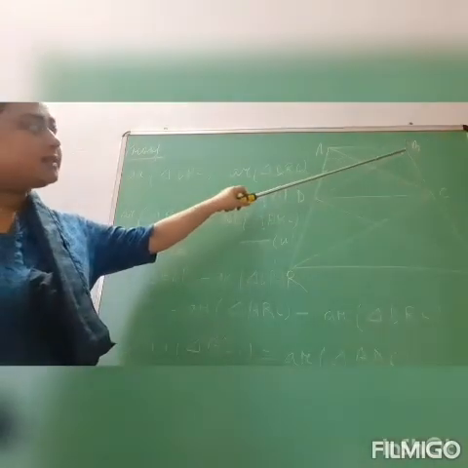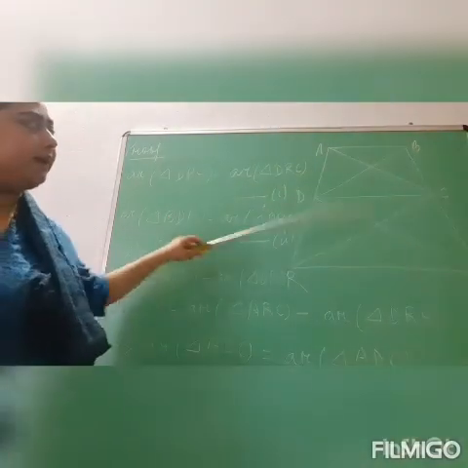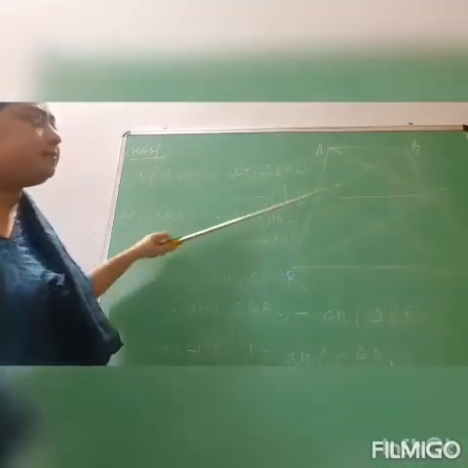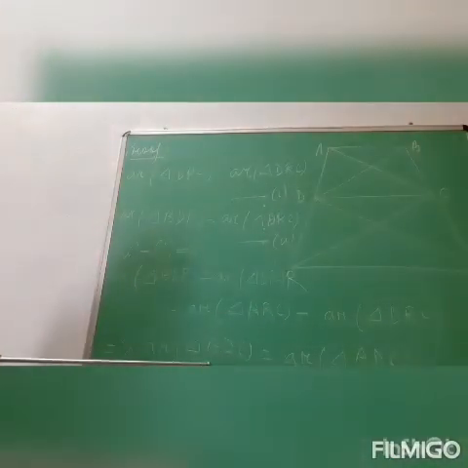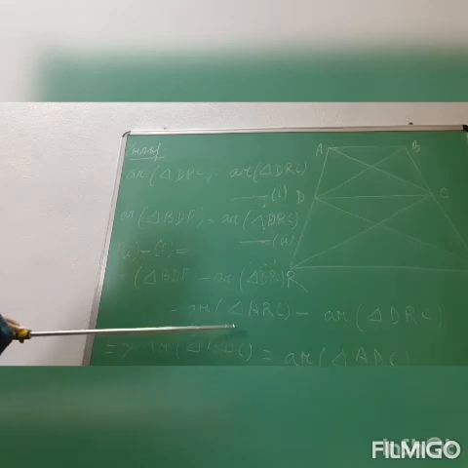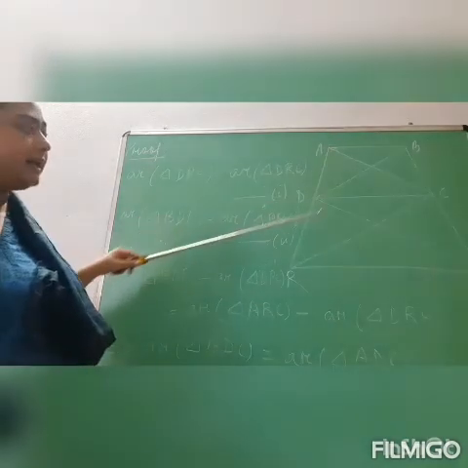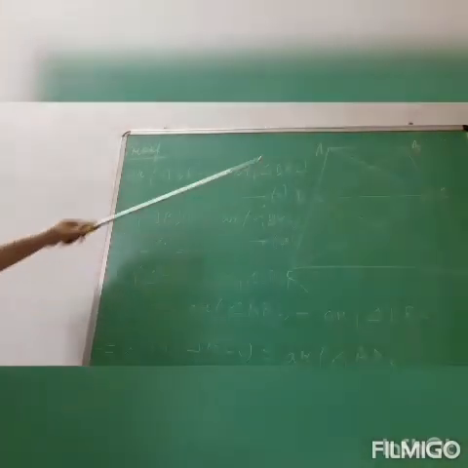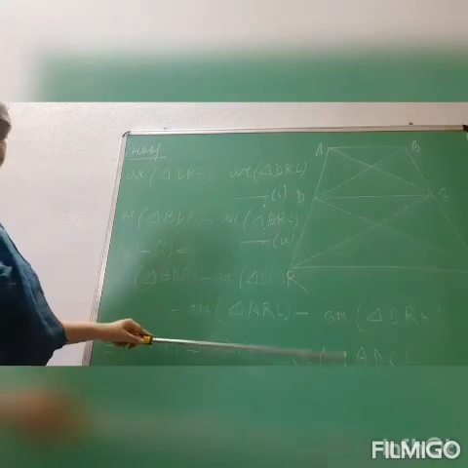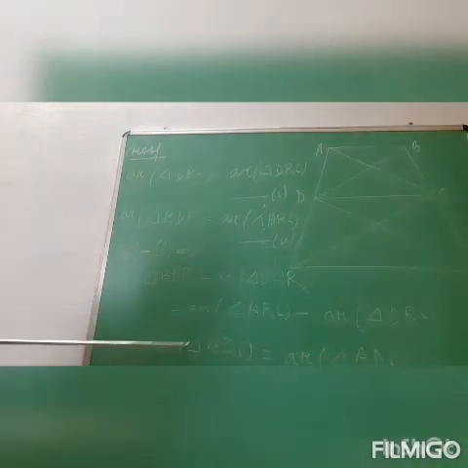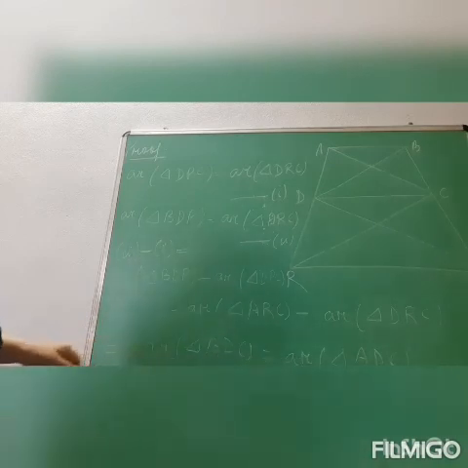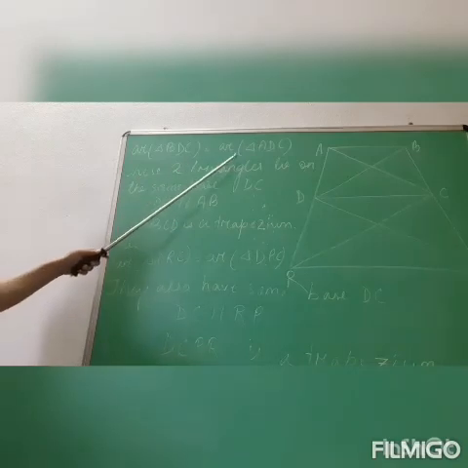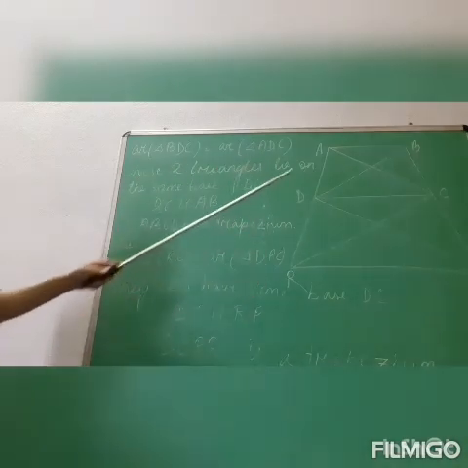Then what will I get? BDC. See the figure here properly. BDP minus DPC gives BDC. So I have written here triangle BDC. Similarly, if I subtract, see here, ARC minus DRC, then what will I get? ADC. So I have written here ADC. So if I subtract these two equations, I get the area of triangle BDC is equal to the area of triangle ADC.